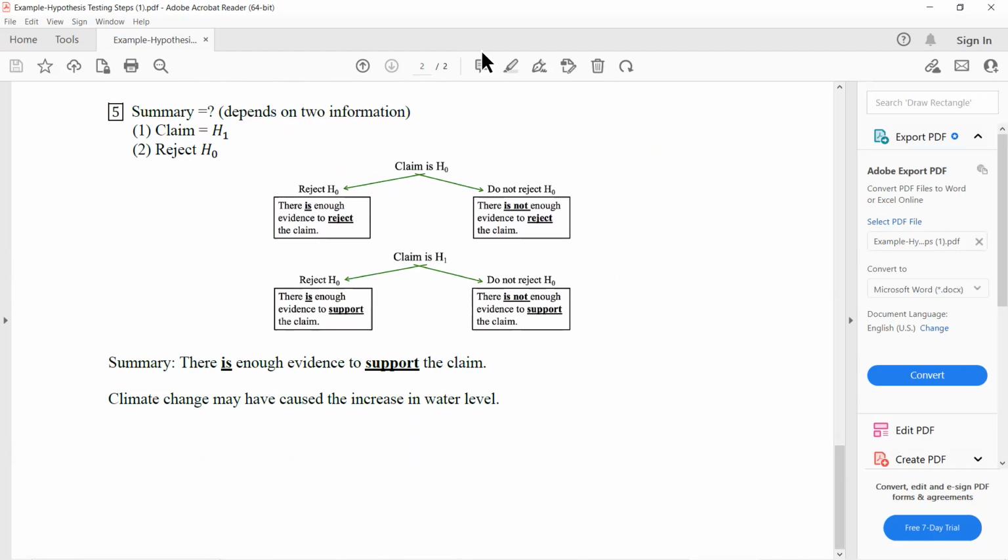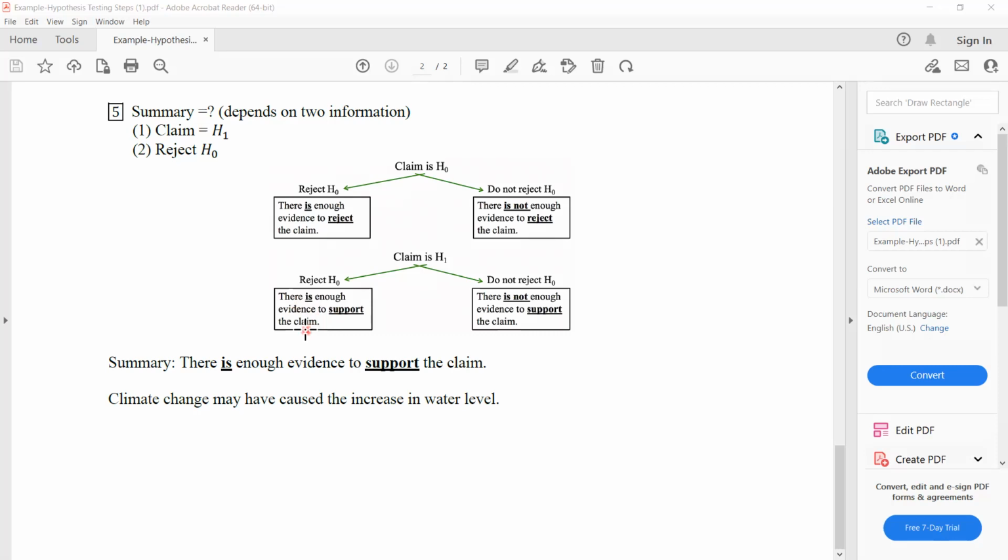So you're going to deal with one of these first 2 boxes at the top. Your claim is H1 down here at the bottom. You rejected the null. That puts you in this box where my spotlight is. And so your conclusion is going to be this statement. You don't have to add anything to it. You just copy it the way it is. There is enough evidence to support the claim.